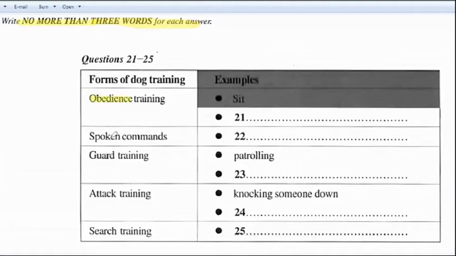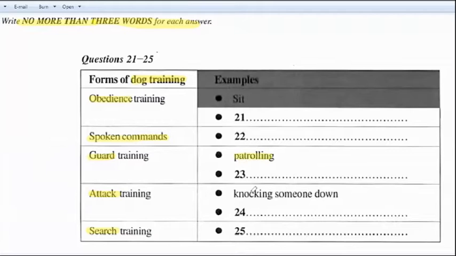We're hearing obedience, spoken commands, guard training, attack training, and search training. And notice these are all forms of dog training. So a table makes our keyword noticing quite simple, a lot easier than sentence listening.